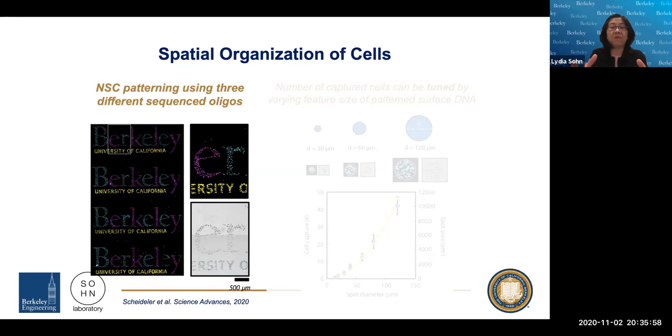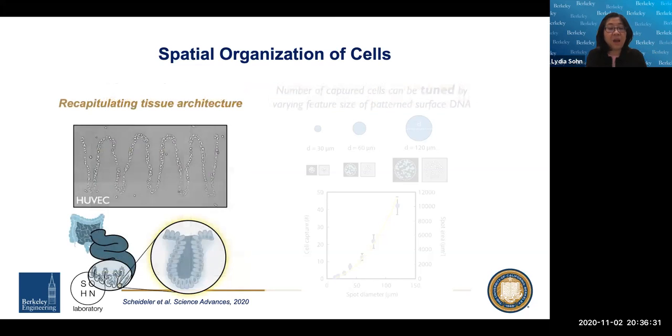We could also pattern neural stem cells using 3 different sequenced oligos. Essentially, we took our neural stem cells and we divided them up into 3 different populations. Each population was dyed with a particular cell tracker dye. And you can see how well we're able to pattern these 3 differently stained neural stem cells using the 3 different sequenced oligos. Now, to flex our muscles somewhat, but really to show you how flexible our method is, let me just show you that we can pattern other cells.